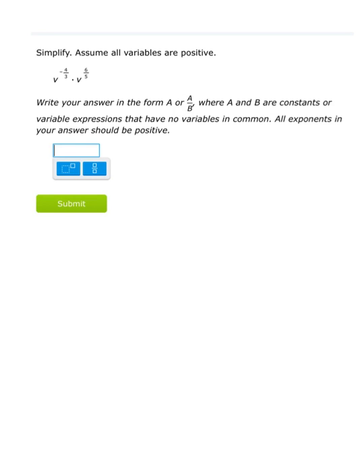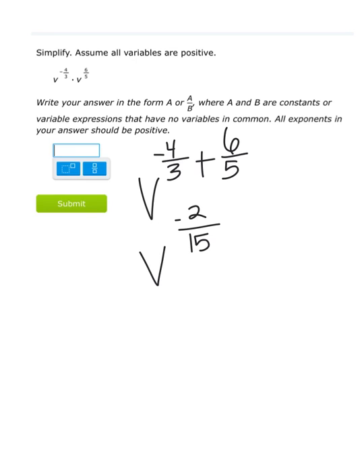So for this one, same thing, I need to add the exponents, but now I have a negative and a positive. So I'd have v to the negative 4/3 plus 6/5. Okay, if you don't want to get a common denominator, just type that in your calculator. And that would give me, when I add negative 4/3 and 6/5, I would get negative 2/15. Okay, so technically that's correct, but we want to keep all of our exponents as positives.